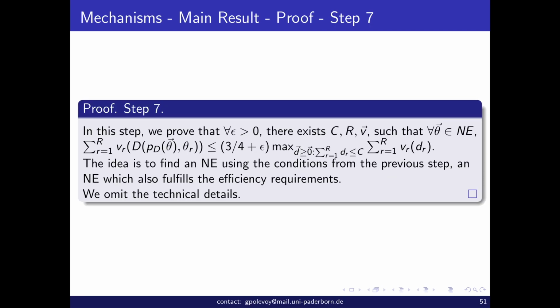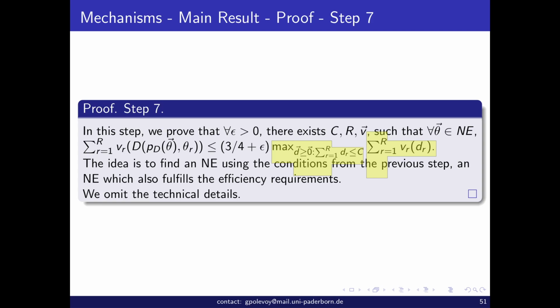Then next step, finally, we're almost there. So in this step, we just prove that for any epsilon, there exists something for which any Nash equilibrium's sum of values is not more than 3/4 plus epsilon times the optimum. No equilibrium can be better than 3/4 plus epsilon, but that's for any epsilon. So that's what we need. That's exactly what we need.